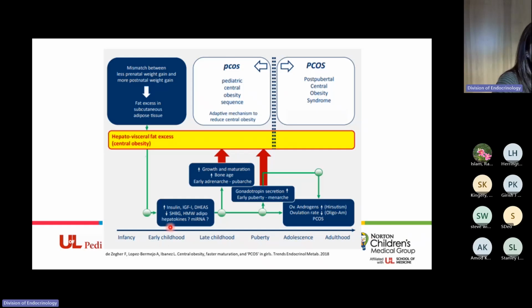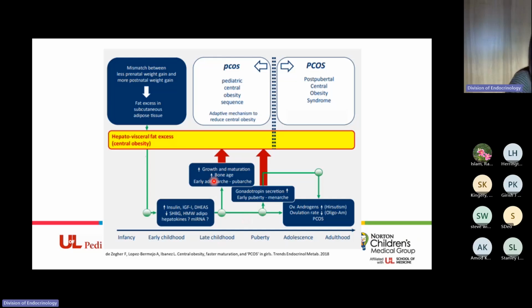And then early on in childhood, we start seeing increases in insulin release and growth factors. They make more DHEAS, which will actually lead to early or accelerated growth early on, and then advancement of the bone age, early adrenarche, and early pubarche. And they mentioned that this is kind of a mechanism to compensate for that central obesity. So they just grow faster, they get taller.